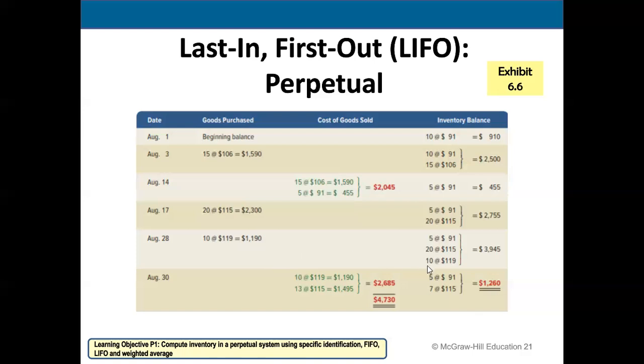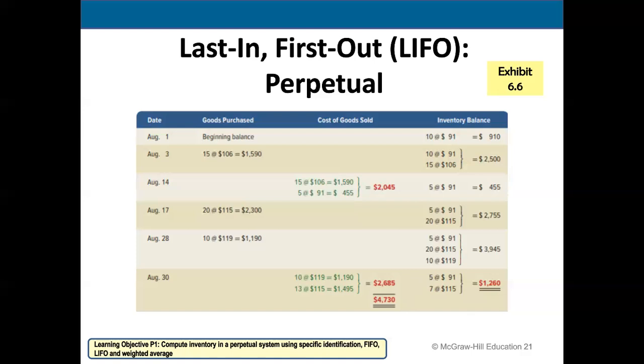So we're going to assume we sold all 10 of the $119 units, plus 13 of the $115 units. So our total cost there is 10 at 119 and 13 at 115. And then what's left in inventory? Well, it's still 7 of the $115 units and 5 of the $91 units. So using this method, we would have a cost of goods sold at the end of the month of 4,730, and an inventory balance of 1,260.